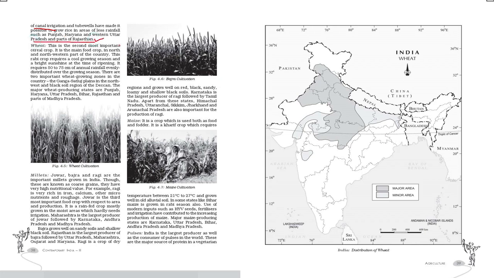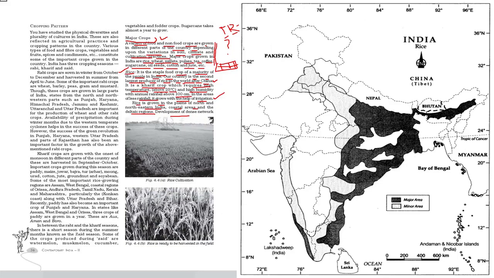So if you go through the map on page number 37 of your textbook, you will be able to see that majorly the eastern part and the southeastern part of the country is under the major area of rice cultivation, whereas the north and northwestern part is under the minor areas of rice cultivation.